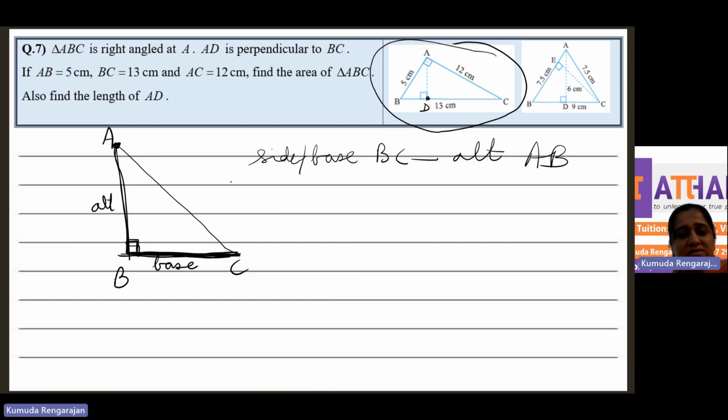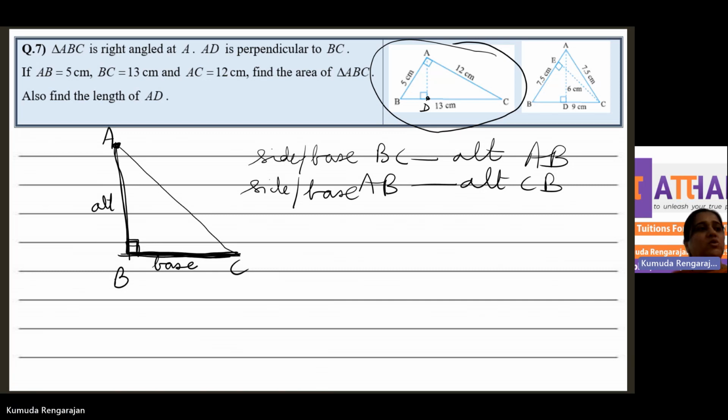If you take the side or the base as AB, then the altitude is BC or CB. The two sides, because they are at right angles to each other, if you take one side as the base, the other side becomes the altitude. If you take the other side as a base, the first side becomes the altitude. Because the two sides are perpendicular to each other.